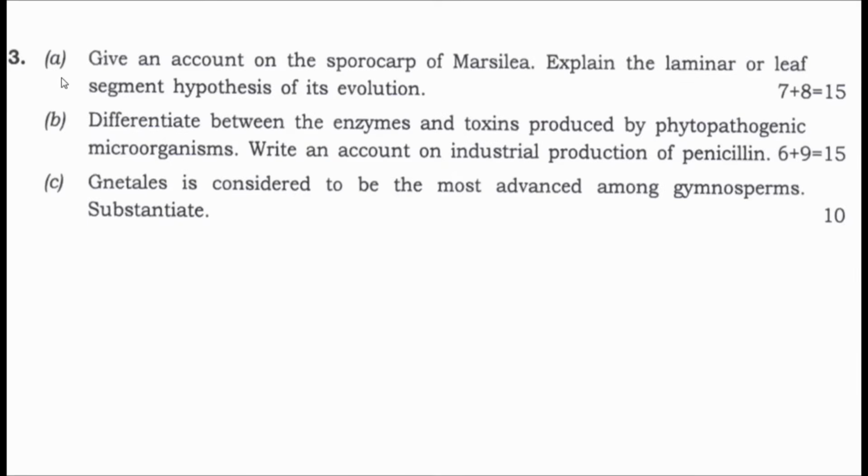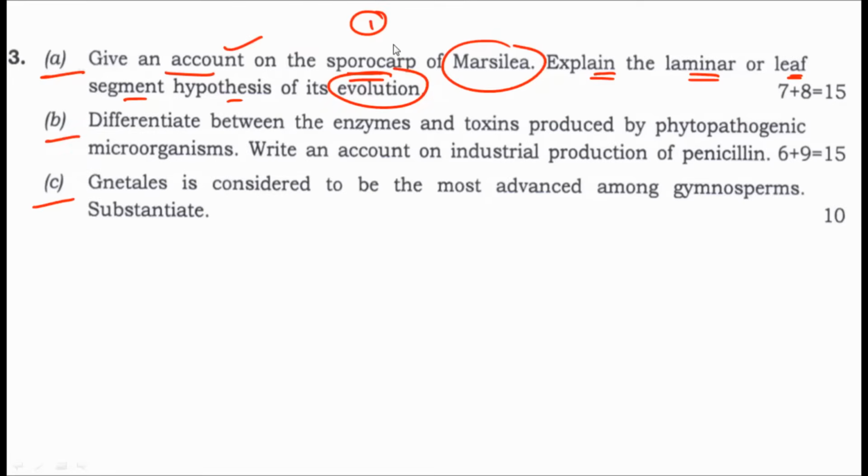The third question is again split into 3 parts, A, B, and C. The first sub question is: give an account of the sporocarp of Marsilea and explain the laminar or leaf segment hypothesis of its evolution. So this question is split into 2 parts. The first part, in which we have to give the account of the sporocarp of Marsilea, you will get 7 marks. And for explaining the laminar or leaf segment hypothesis of its evolution, you will get 8 marks. That is a total of 15 marks.